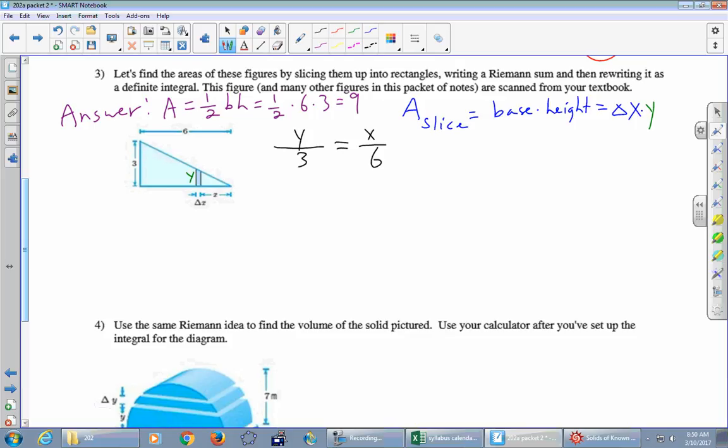Remember I said we are committing to whatever letter is after the delta, which is x in this case, which means I want to solve that equation for what letter? I want to solve that equation for y so that I can then substitute for this y right here. So solve this equation for y by multiplying by 3. Y equals 3x over 6, or y equals 1/2 x. Good? The y is always half of the x in that picture.